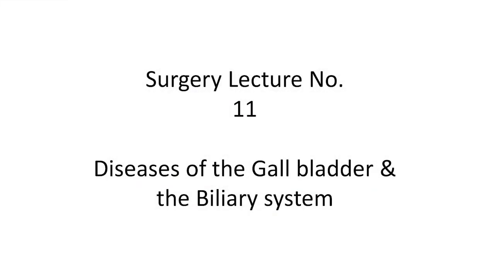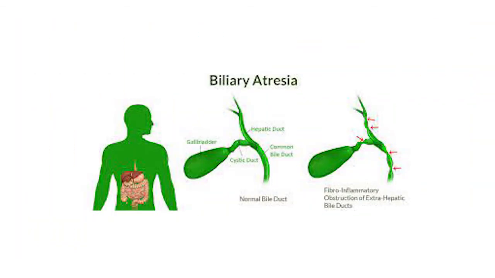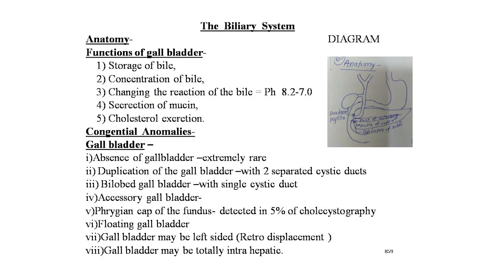Hello dear friends. Today we are learning surgery lecture number 11, that is the diseases of the gallbladder and the biliary system. In this lecture we learn anatomy of the biliary system, congenital anomalies of the gallbladder, duodenal cyst, congenital biliary atresia. All these points we will cover in this lecture number 11.